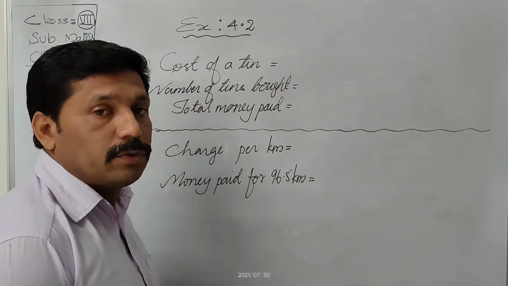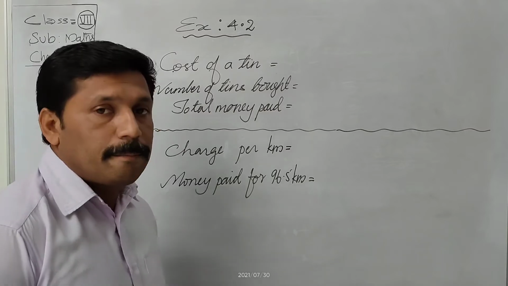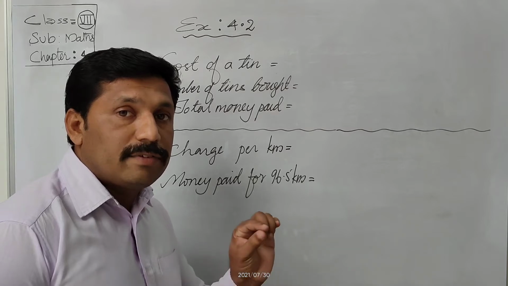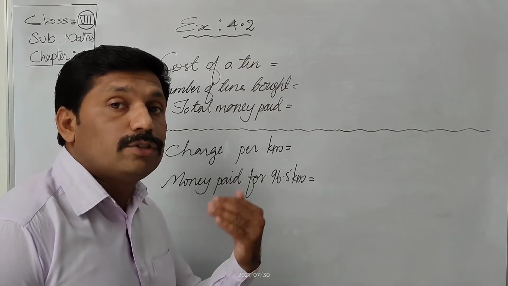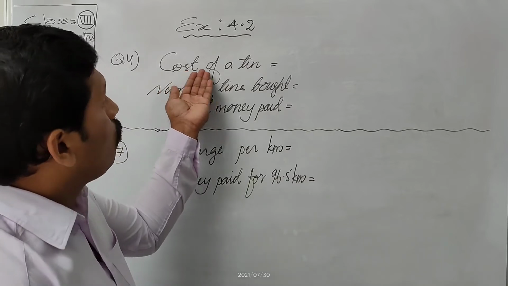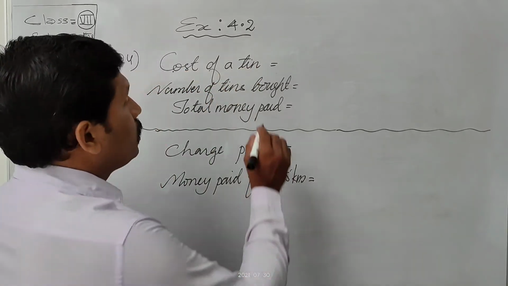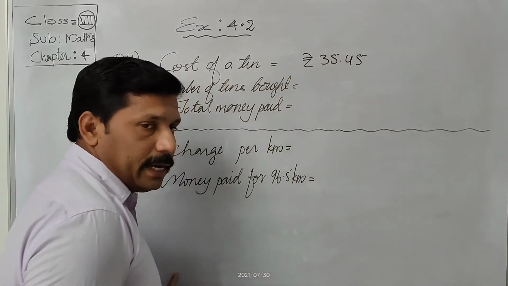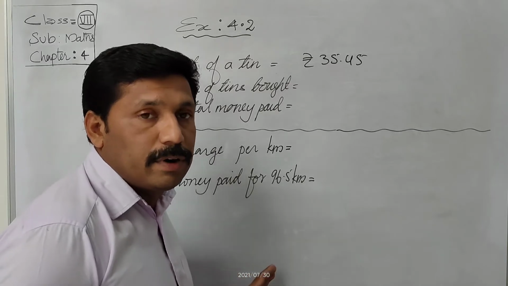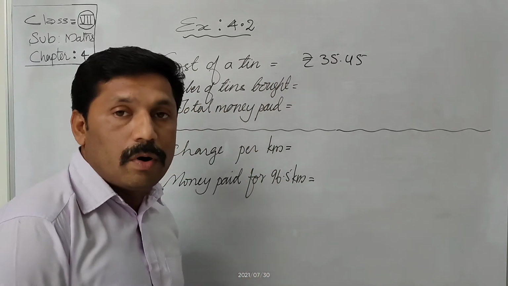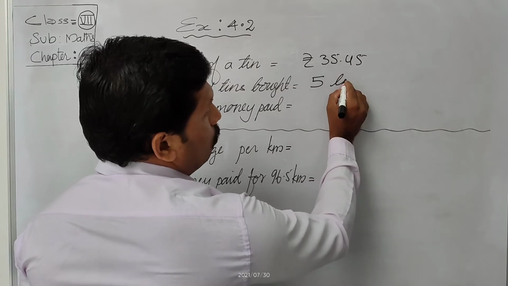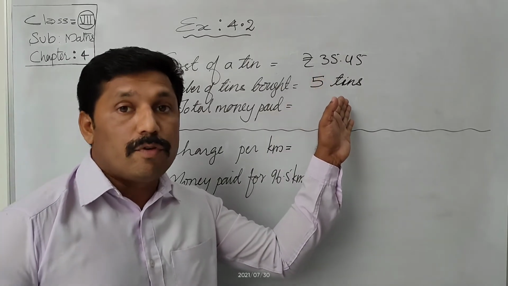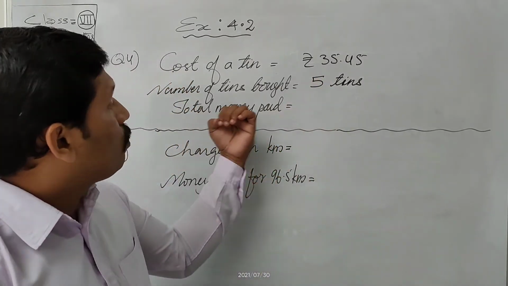So first of all you have to write the steps. How to write the steps? That depends upon the question. Read the question carefully, and the things given in the question will be the steps. And the final step is what we need to find out. So here the cost of a tin is given. It is 35.45 rupees. This is the cost of one tin. And another thing that is given is how many tins he bought. He bought 5 tins, and one tin costs 35.45 rupees. Therefore, what is the total money paid by him?